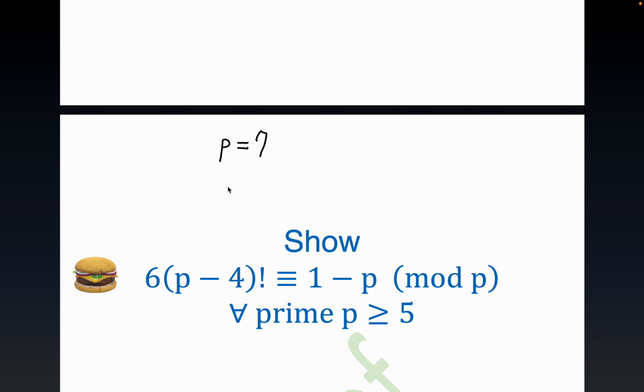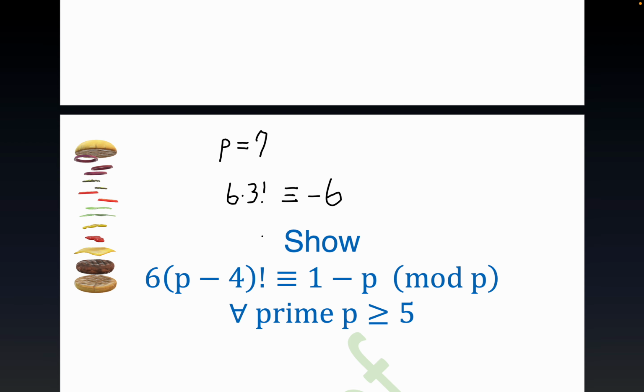Now notice for p equals 7 right here, you would get 6 times 3 factorial is congruent to -6. And again, that's when you substitute a 7 right here. But what you get right here is, what's this? This is 36 is congruent to -6.